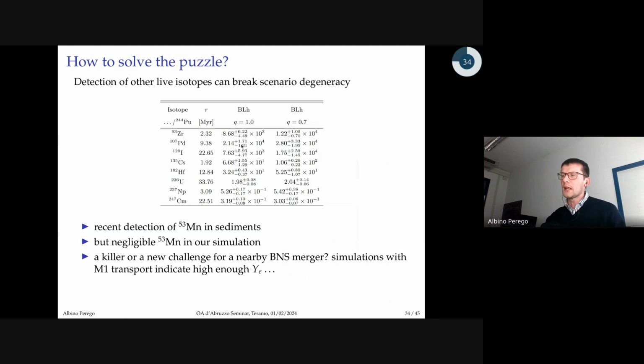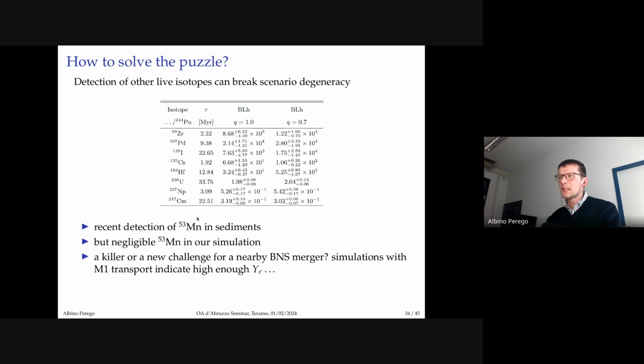We also indicate, actually it's not our idea, it's an idea taken from another paper, that we can have more live isotopes that can break the degeneracy. And in this letter, we have already computed the rate that we expect. So if in the future we are able to measure one of these elements, we could have another point to add to our graph to understand what is going on.